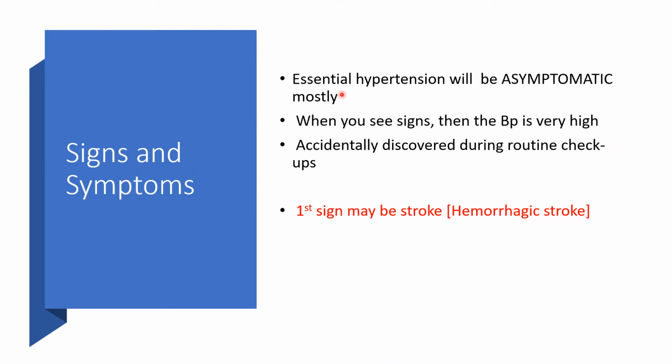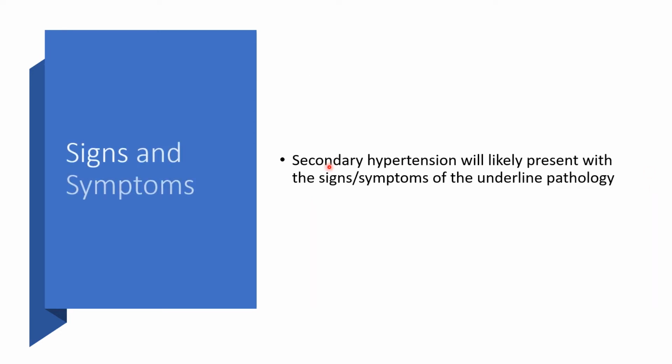Now, signs and symptoms. Essential hypertension will be asymptomatic most of the time. When you see signs or symptoms, then the BP is pretty high. It is accidentally discovered during routine checkups. The first sign in many people might be stroke. And when it is hemorrhagic stroke, it might be the end of life. Secondary hypertension will likely present with the signs and symptoms of the underlying pathology. I think you got it, okay?